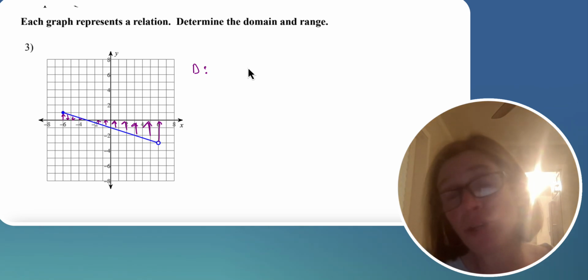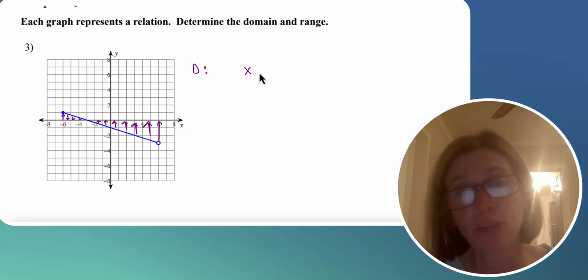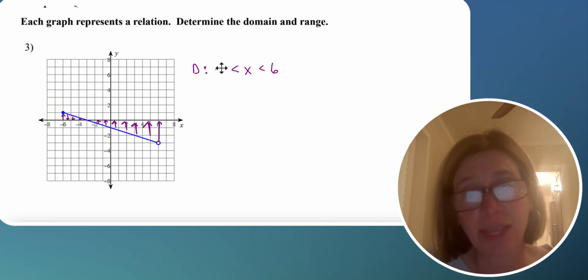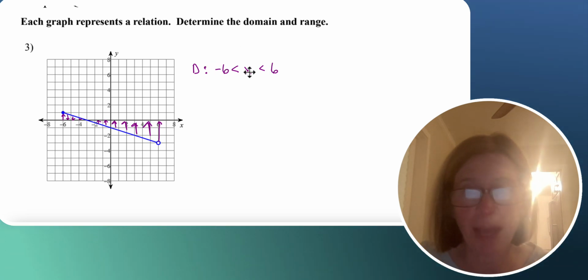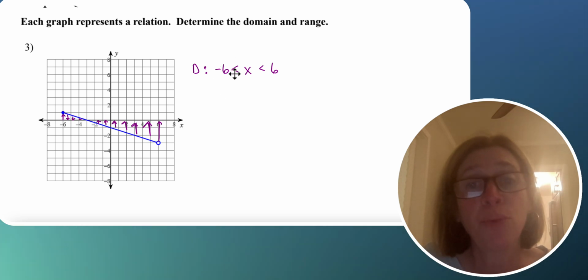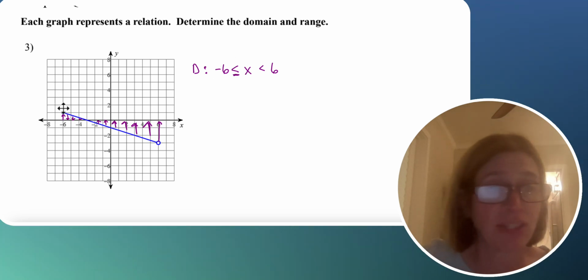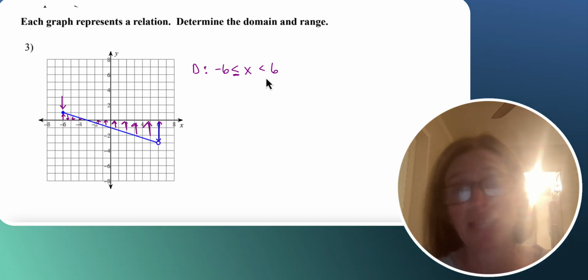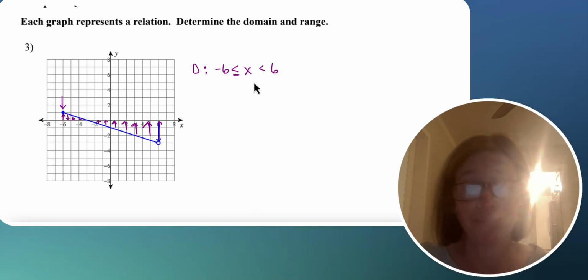So a good way of writing that is I want x's to be between -6 and 6. So I want you to look at how I wrote that. Now on the left side, we would use an equals sign because it's a closed-in circle. But on the right side, it has an open circle, so we would leave it just as less than. And that would be our domain.